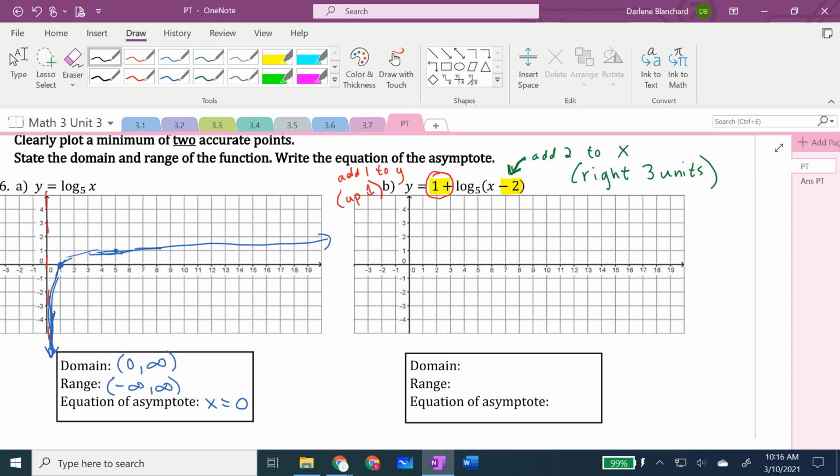And so take the points that you know from the parent graph, and I'm going to put those points down. These are the parent graph points, and I'm going to move each of them right 3 and up 1. So right 3 up 1, right 3 up 1. And also the vertical asymptote was at 0, but now it is moving right.